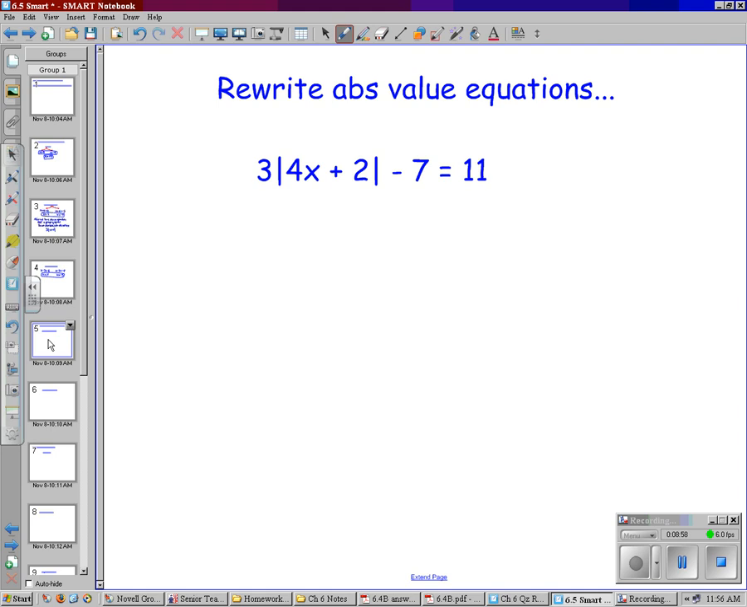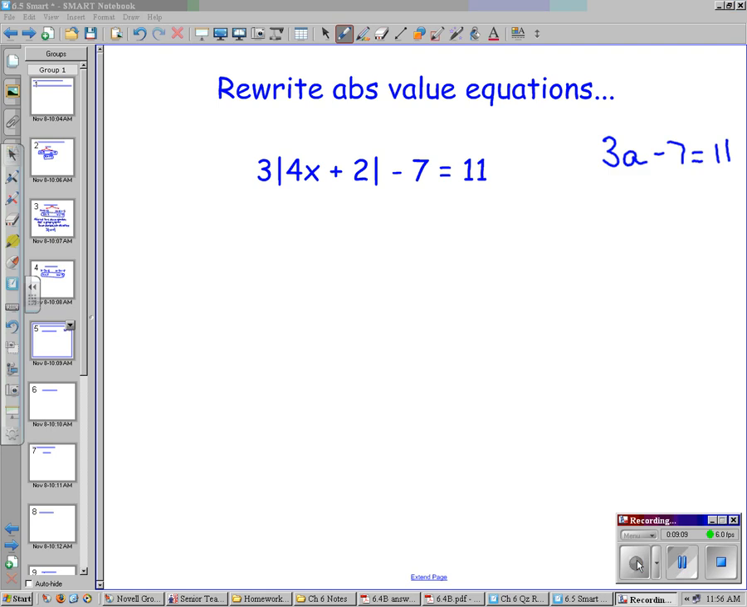Rewrite the absolute value equation. Remember I commented the absolute value bars are not grouping symbols. Jot down this lovely equation, please. I'll pause a moment for you to do that. Okay. I wrote a little equation off to the side here because it's similar to what you have on your notes. 3a minus 7 equals 11. If I gave you this equation yesterday, what would you have done to start solving this equation? What would you have done, Emily? Add 7, because you're trying to find out what a is, right?